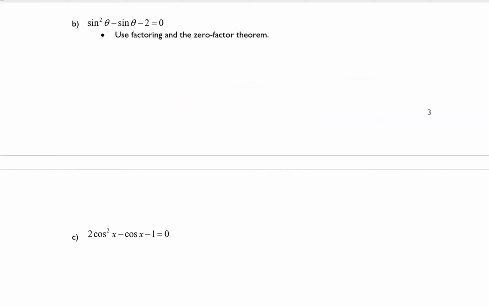All right, example B says sine squared theta minus sine of theta minus 2 is equal to 0. And our tip here is use factoring and the zero factor theorem. You might have also heard me call this the zero product principle. Those are synonymous.